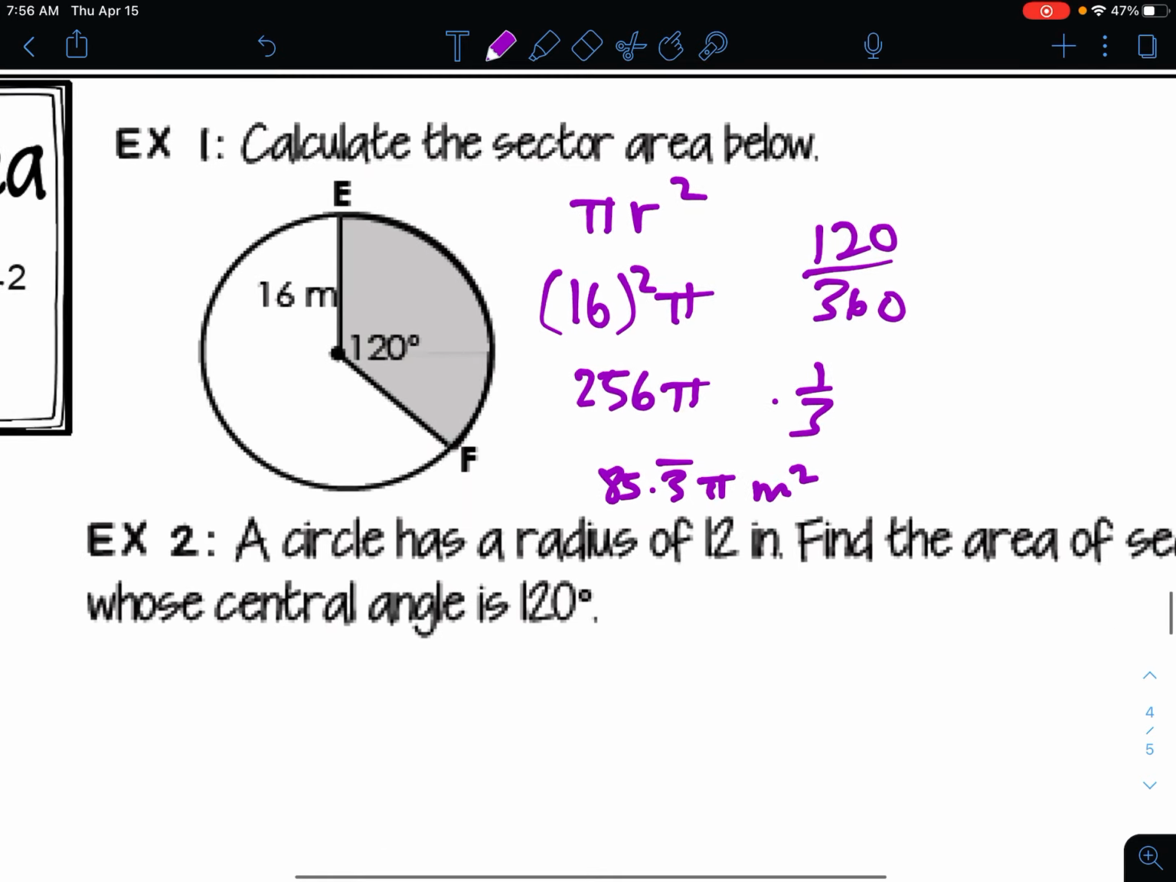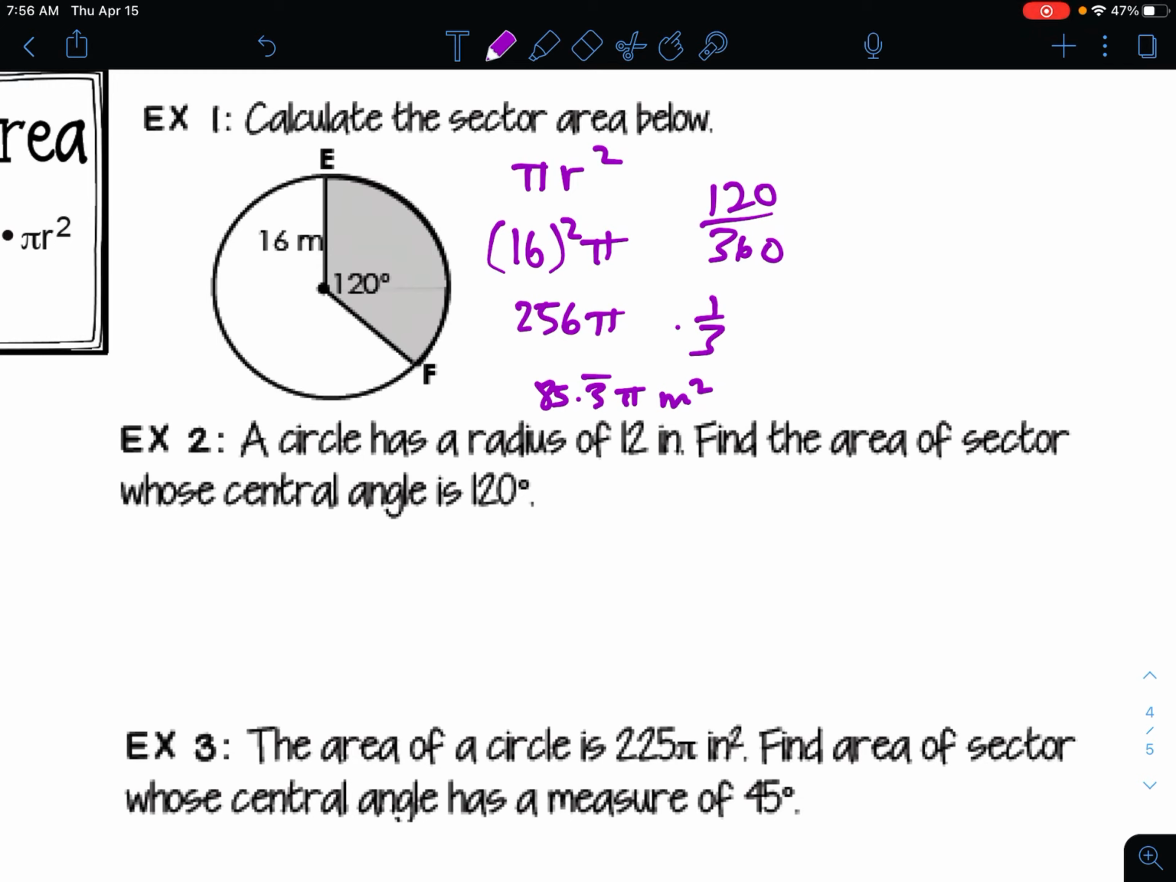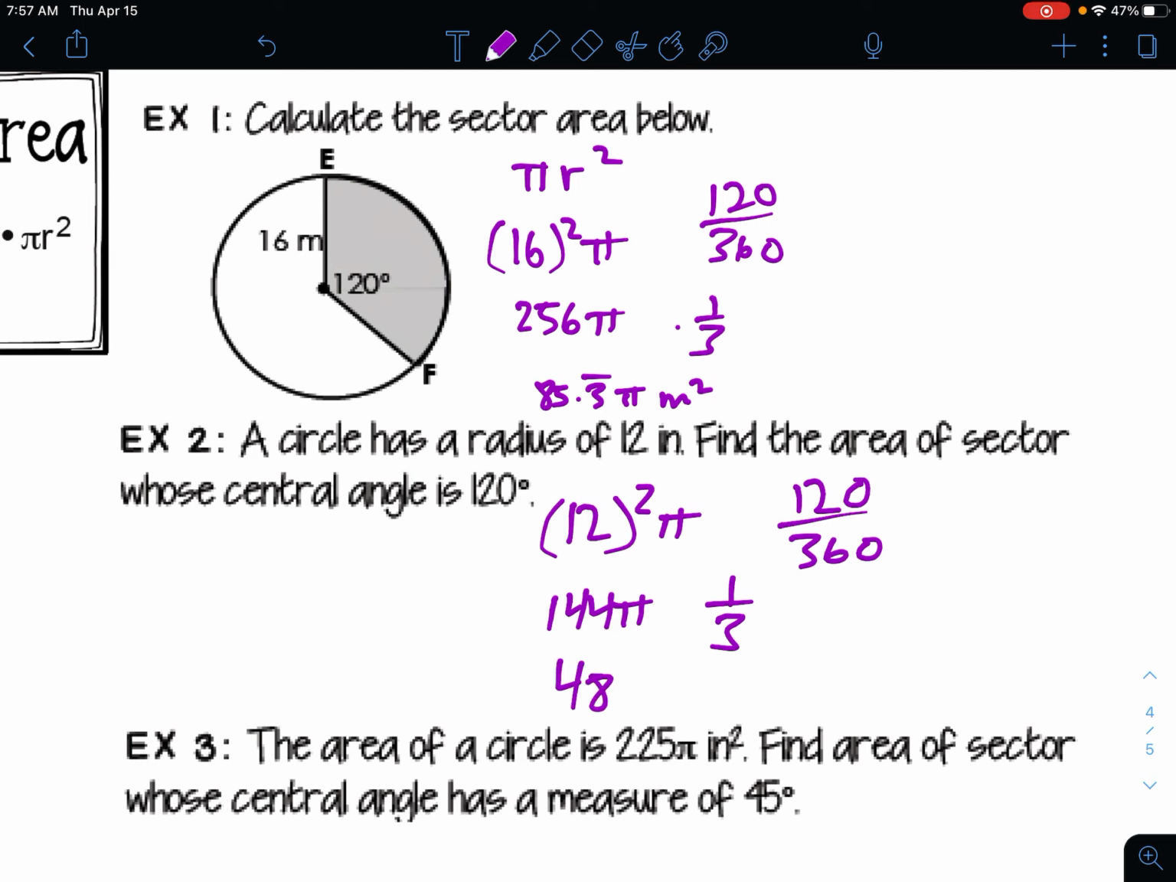Okay? Circle has a radius of 12. Find the area of the sector. So again, this is the same thing. 12 squared times pi. 120 over 360 is our 1/3. And then 1/3 of 144 is 48. So this would be 48 pi inches squared.